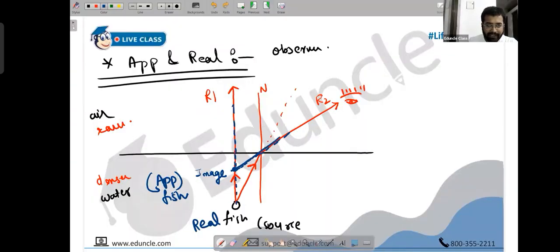Because what will happen if the fisherman would have thrown the arrow like this, people? It wouldn't have collided with the fish, because really the fish is here. So they're supposed to actually, even if they look at the fish here, throw the arrow like this so that it hits the fish. But anyway, right now this is the apparent depth, people. This is the real depth. It's clear that apparent depth is lesser than real depth.